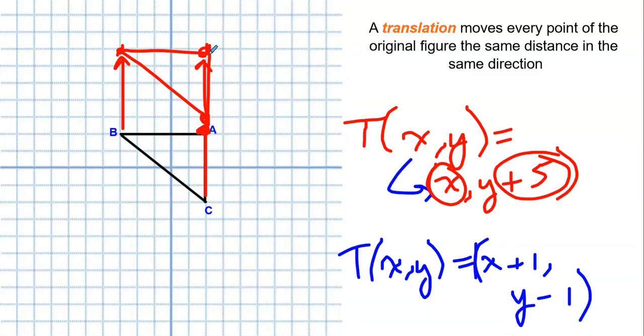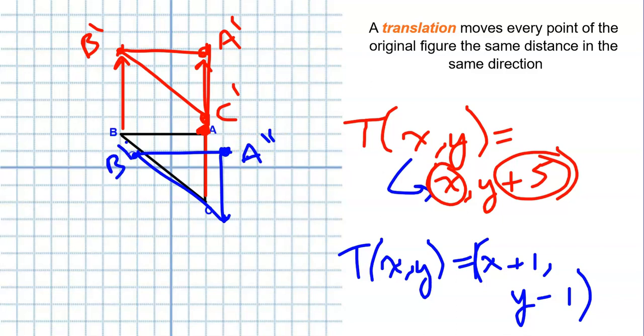Now, how we mark an image on a coordinate plane is by using the same letters for each of the points, but by using a single apostrophe and calling it prime. So if the original triangle was ABC, the new triangle is A prime, B prime, C prime. Now for the blue translation, it asks us to move to the right one and down one, which is a relatively easy transformation to see. And then we can connect the vertices and get A double prime, B double prime, C double prime.